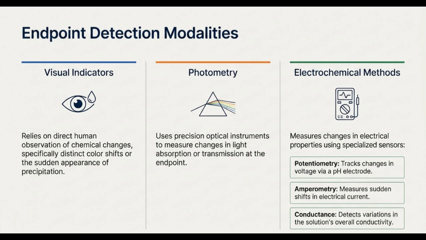A more advanced approach uses precision optical instruments to measure changes in light absorption or transmission at the endpoint, which gives much greater accuracy. Finally, electrical methods use specialized sensors to measure changes in electrical properties. These include potentiometry, which tracks changes in voltage using a pH electrode, amperometry, which measures sudden shifts in electrical current, and conductance, which detects variations in the solution's overall conductivity. In an industrial quality control laboratory, automated electrical detection is the standard.